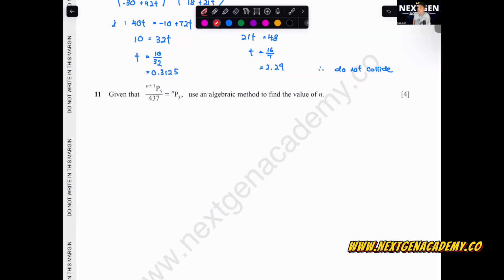N plus 1 P5 over 437 NP3. Use the algebraic method. So what's the formula for NPR first? NPR is not given to you. If you look at the front part, they only give you NCR. What is the formula of NPR? N factorial over N minus R factorial. I need you all to memorize this. The only thing that's different is they don't have the other R factorial.